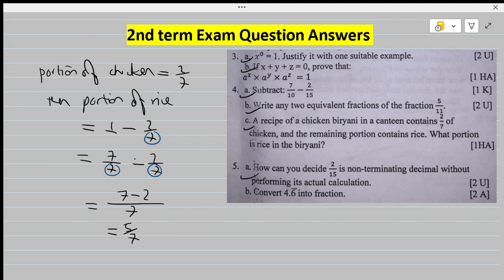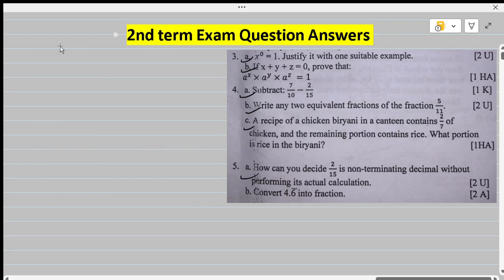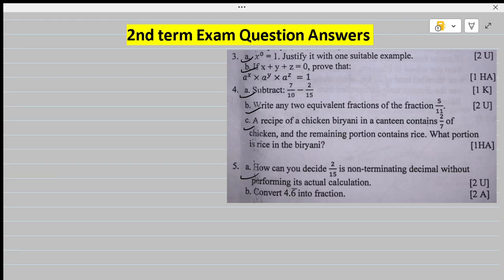Now go with number 5A. Let's make this one clear. So what's here in 5A? How can you decide 2 by 15 is a non-terminating decimal without performing its actual calculation? So without performing real division, we have to determine why it is a non-terminating decimal. The fraction is 2 by 15.